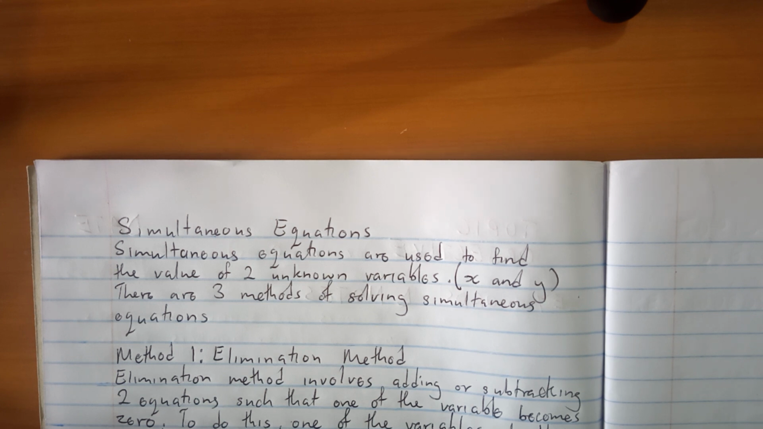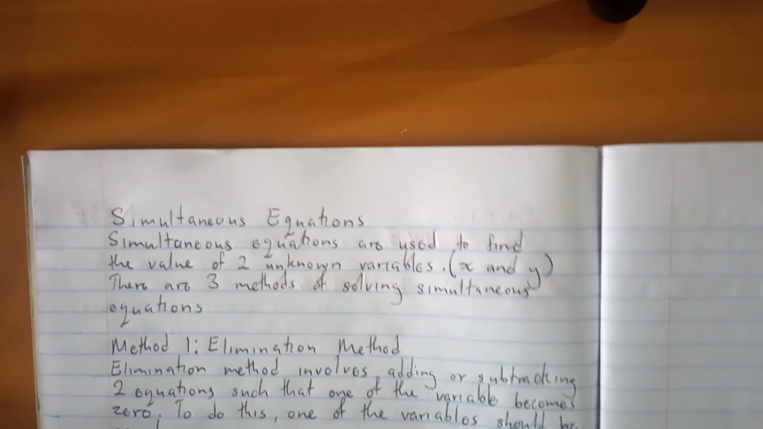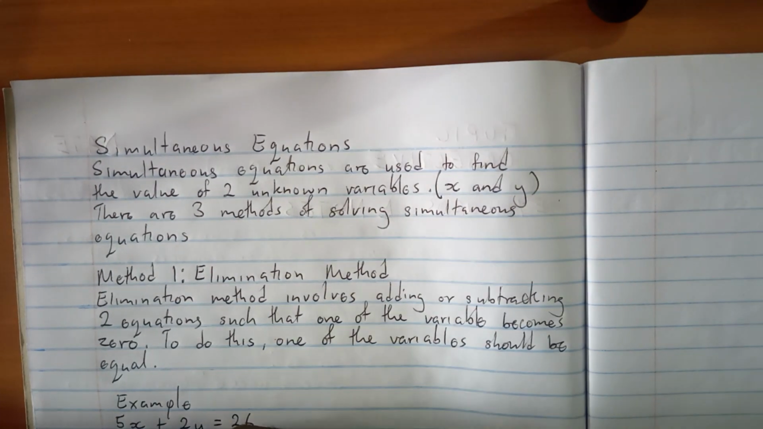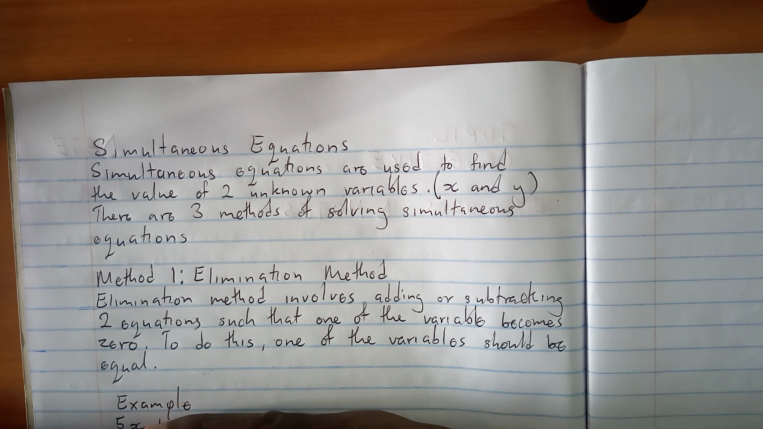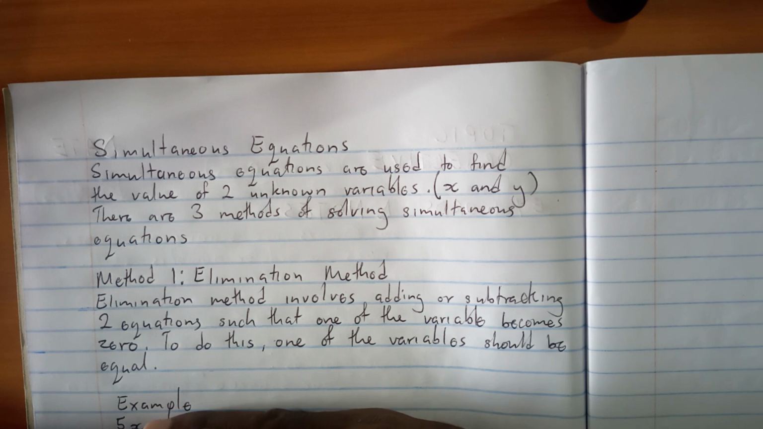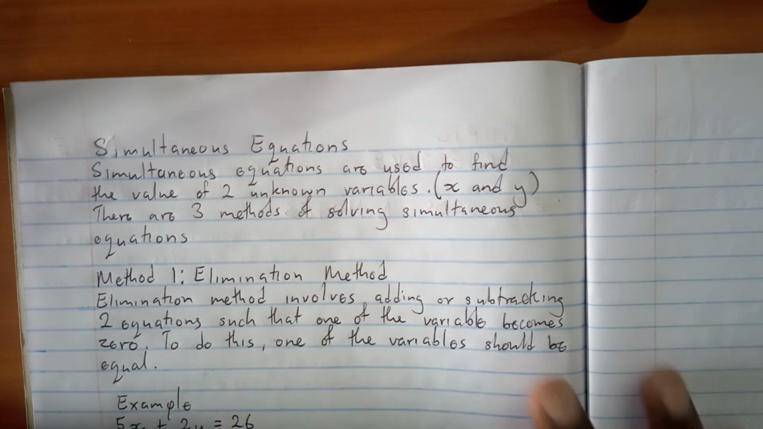And then you will also be told to use a certain method to solve it. So in this video, we'll be looking at the elimination method. Now, what does the elimination method involve? The elimination method involves adding or subtracting the two equations such that one of the variables gets to be 0. Okay, and in order to do this, we have to make one of the variables equal to each other. So let's have a look at our example.